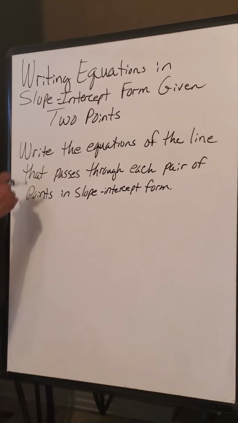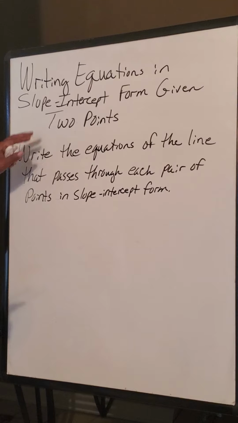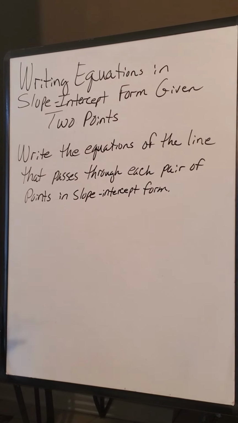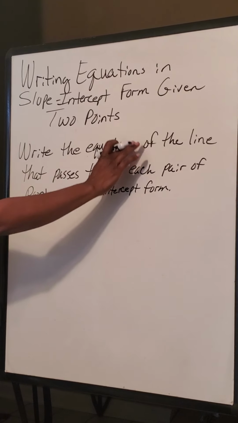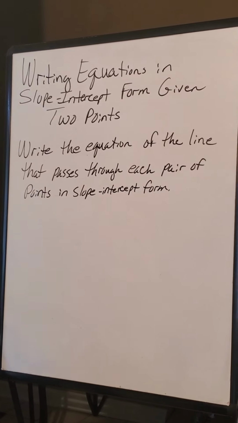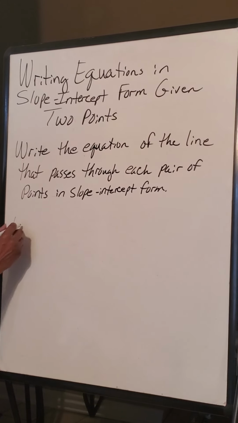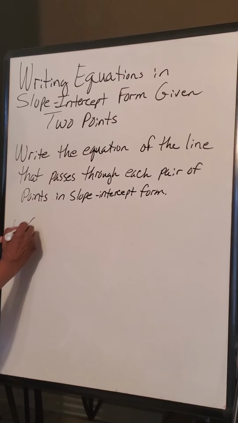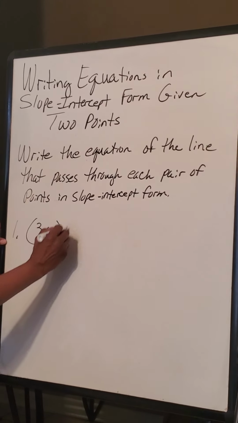Today, we're looking at writing equations in slope-intercept form. You're given 2 points. Our instructions are: write the equation of the line that passes through each pair of points in slope-intercept form. So example 1, if you were given the 2 points, the ordered pair (3, 4) and the ordered pair (-1, -4).